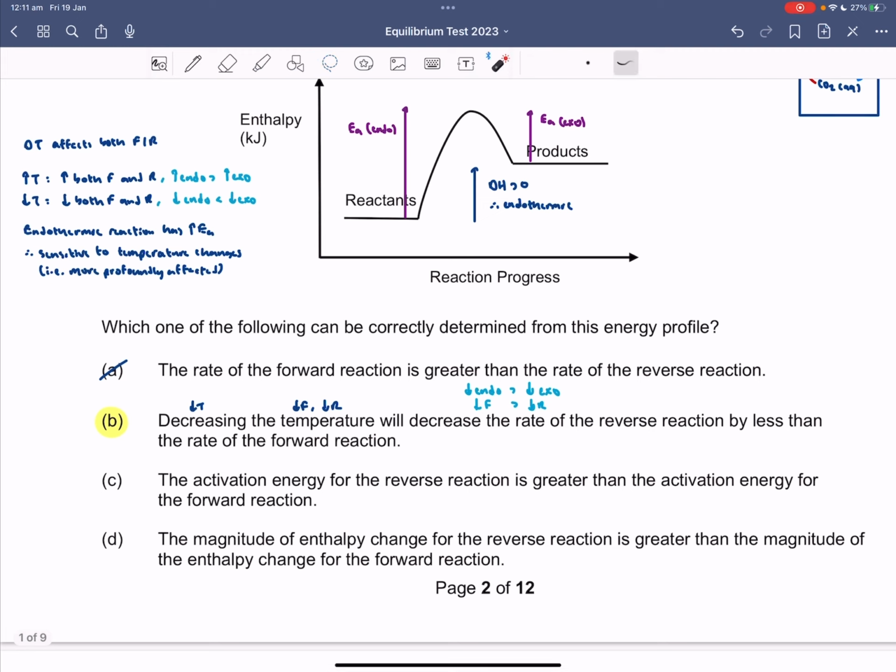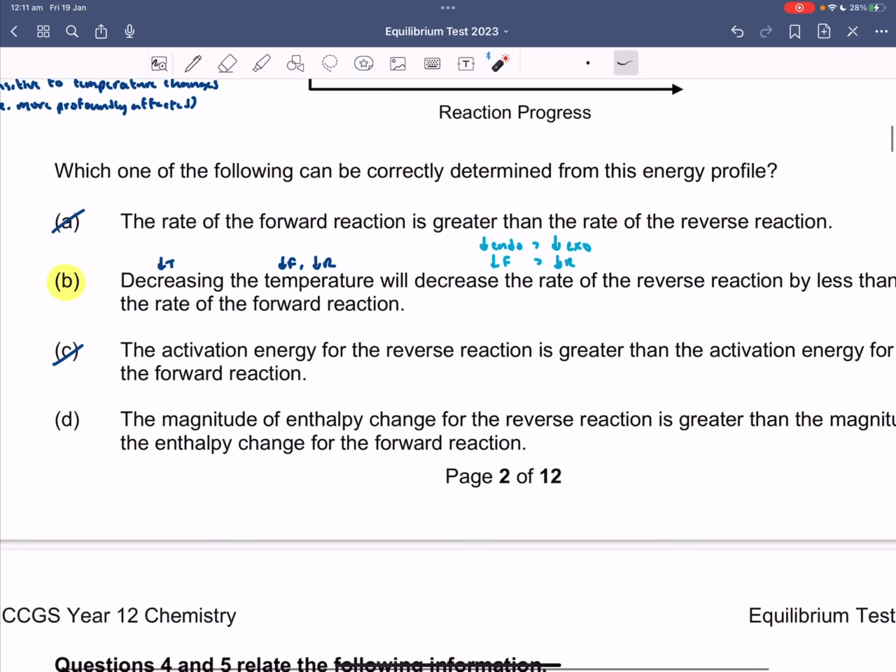So it says the activation energy for the reverse reaction is greater. You can clearly see this arrow is not bigger than that arrow there, so therefore C is wrong. And the magnitude of the enthalpy change for the reverse reaction is greater than the magnitude of the enthalpy change for the forward reaction. Well, that's not true. When it says magnitude, it means sign doesn't matter.